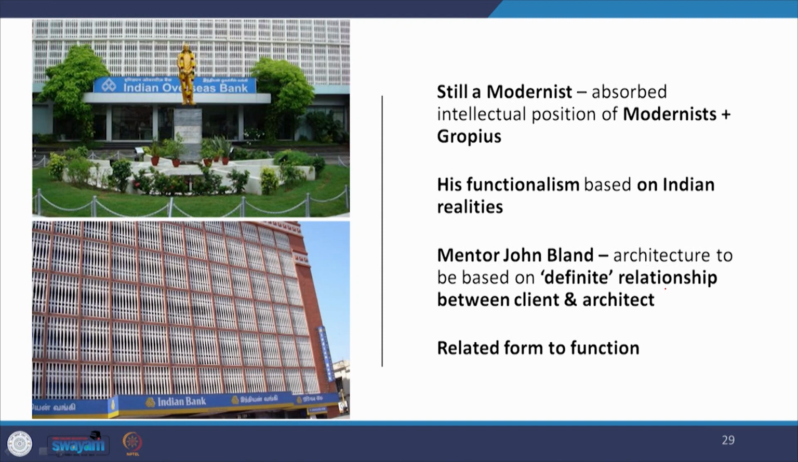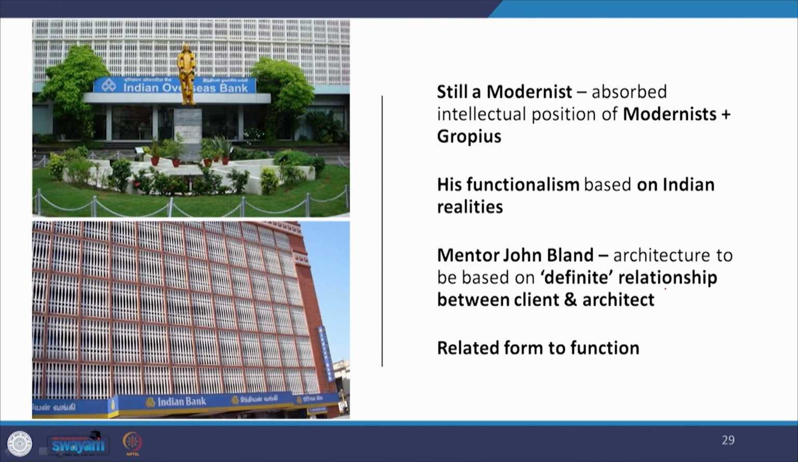But he was still a modernist; he absorbed the intellectual position of the modernists and Walter Gropius, but the functionalism that he adopted was based on Indian realities, just as with many of the ideas of Chitale. His mentor was John Bland, who was from Canada, and he had said that architecture is based on the definite, clear-cut relationship between client and architect.